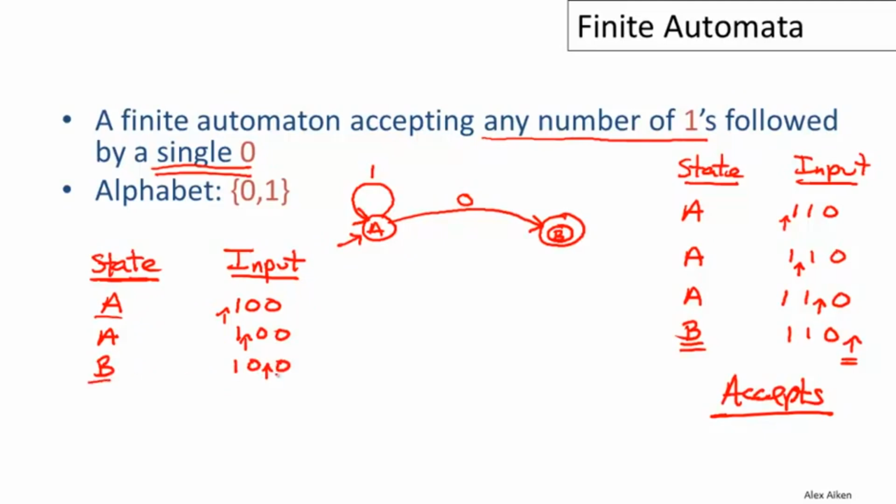So now we're in state B, and we have an input of 0, but there is no transition out of B on 0. There are no transitions out of B at all. And so the machine gets stuck. It can't get to the end of the input. And again, even though we're in an accepting state, we haven't read the entire input yet. And so that means the machine will reject. And so 100 is not in the language of this machine.